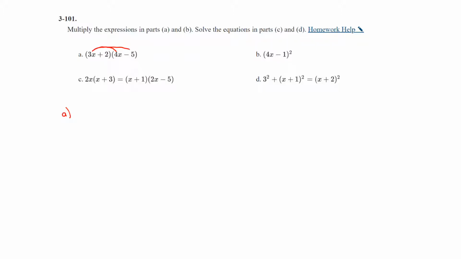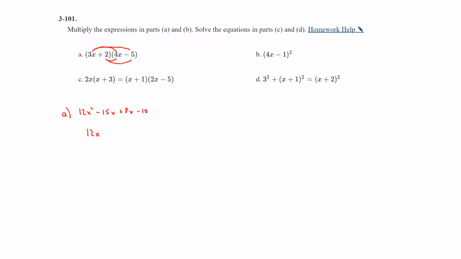By using the generic rectangle, we found out that if you take 3x times 4x, that gives us 12x squared. That's typically that top left box. And then 3x times negative 5 is negative 15x. And then the other side length that you need to distribute is the 2. So then that's 2 times 4x is 8x. And then 2 times negative 5 is negative 10.